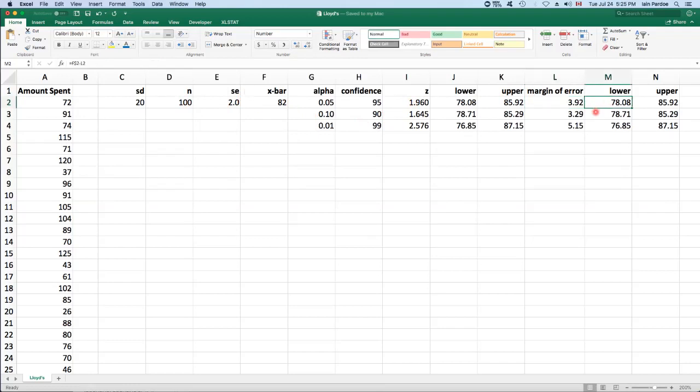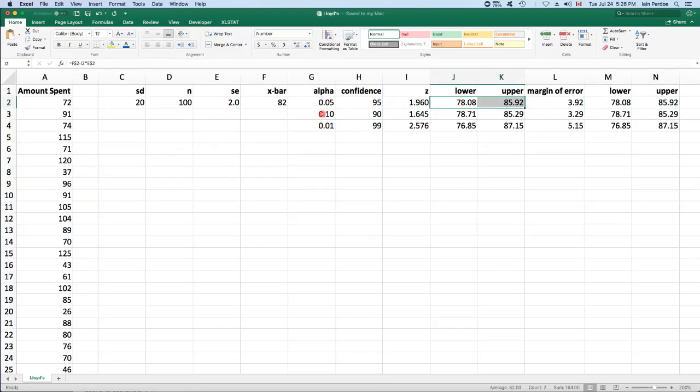And then the confidence interval is the sample mean minus the margin of error up to the sample mean plus the margin of error. Either way, you get the same answer, 78.08 up to 85.92. We're 95% confident that the population mean is in the interval.